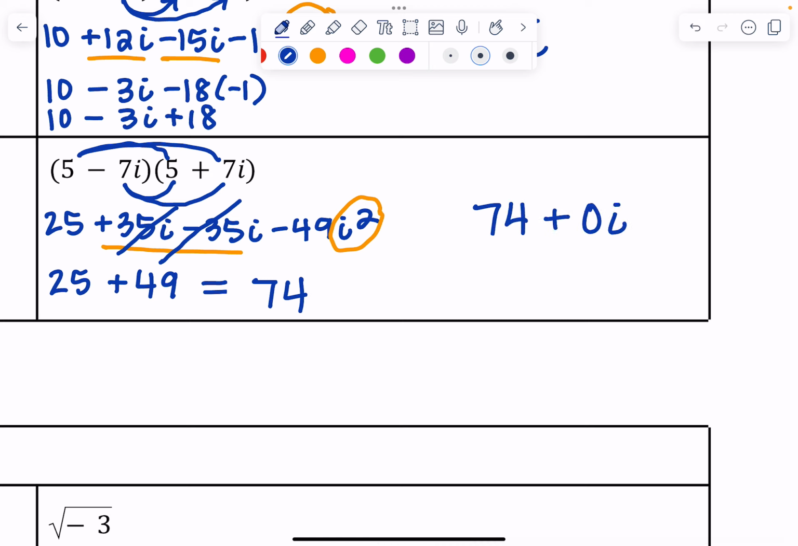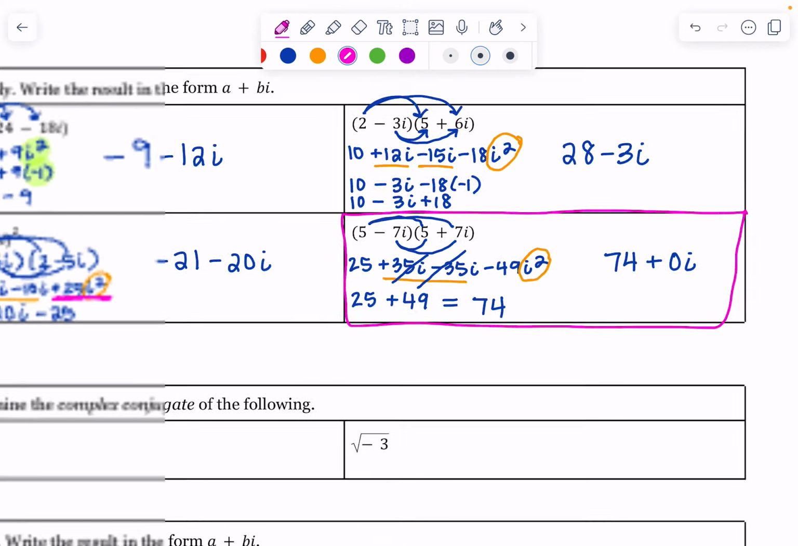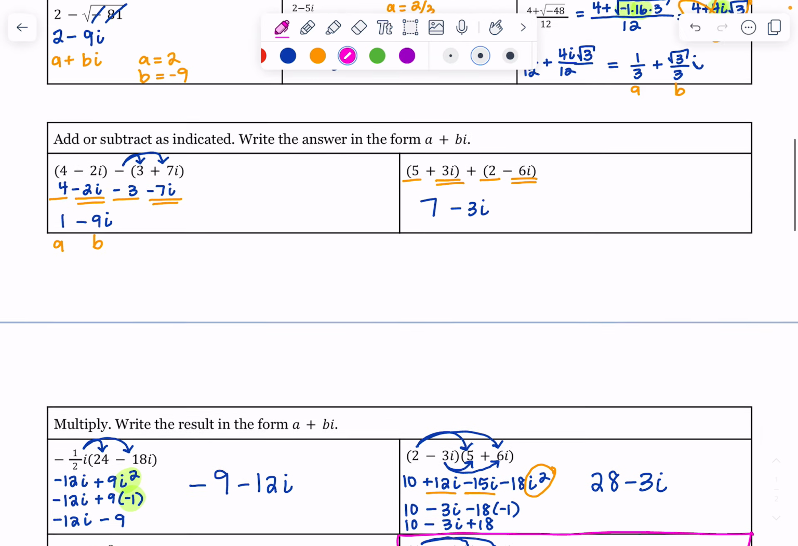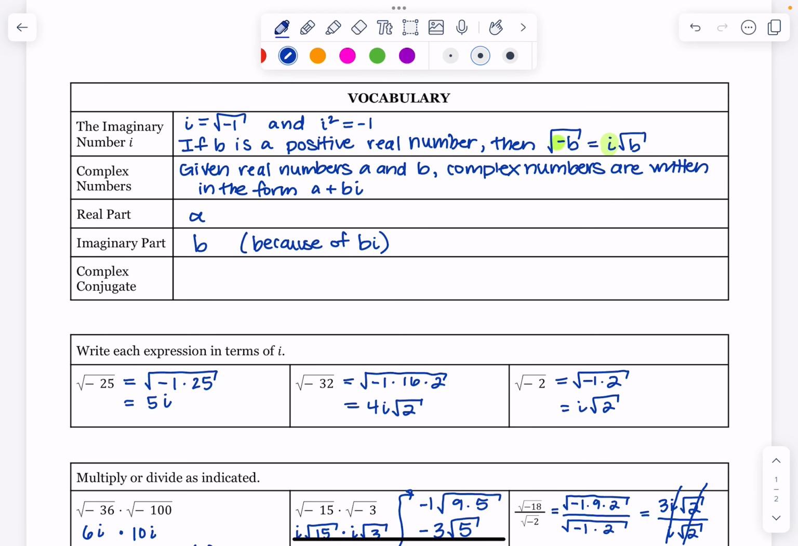Now this problem right here is very important for what we're about to talk about, which is the complex conjugate. So let's scroll up here to our vocabulary. And the complex conjugate is best described if a and b are real numbers.